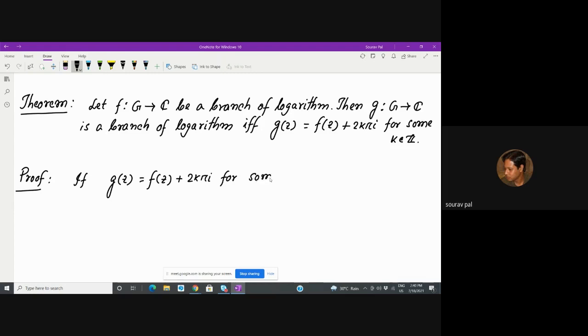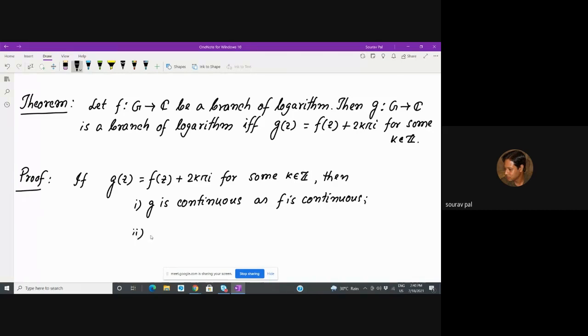For some k, then we have this, right? Number one, g is continuous. Why? As f is continuous, right? So it has to satisfy both the conditions.